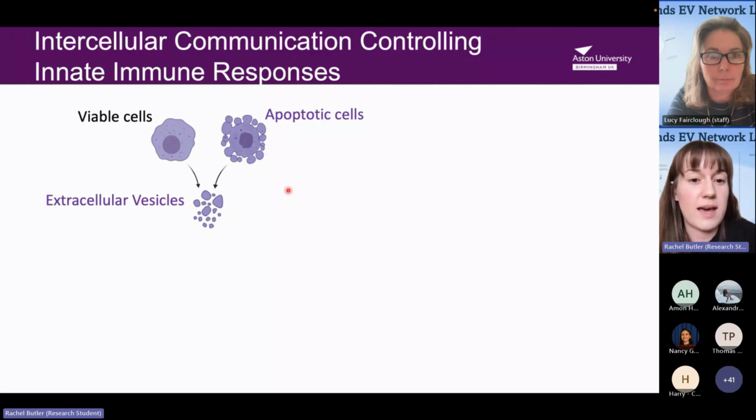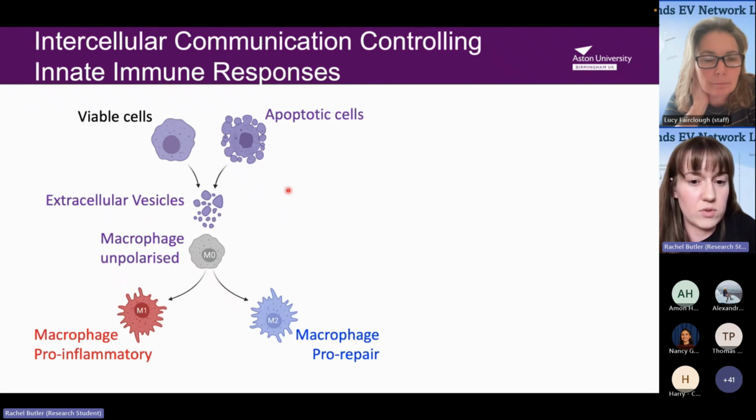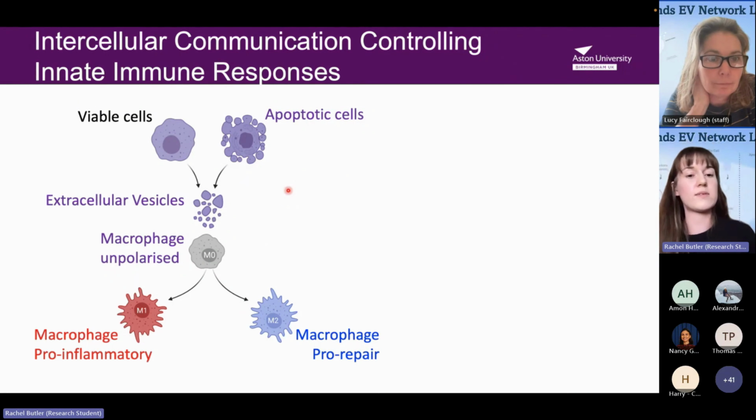We're particularly focused on how extracellular vesicles interact with and modulate one particular type of innate immune cell, the macrophage, which is known for its highly efficient eating capabilities, which becomes particularly relevant in processes such as apoptotic cell clearance. But also they're an interesting cell type because they can exert these two polarized phenotypes. So they can exert these pro-inflammatory functions or these anti-inflammatory pro-repair functions.